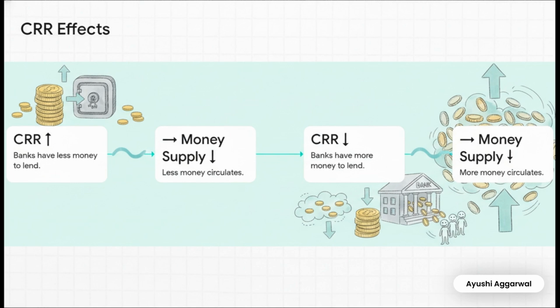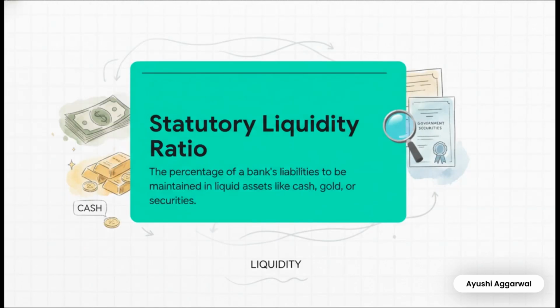Now, what if the RBI decreases the CRR? Well, banks get to keep more of their money, which means they have more funds available to lend, and that boosts the overall money supply. And that brings us to our final quantitative tool for today, SLR, or the Statutory Liquidity Ratio.